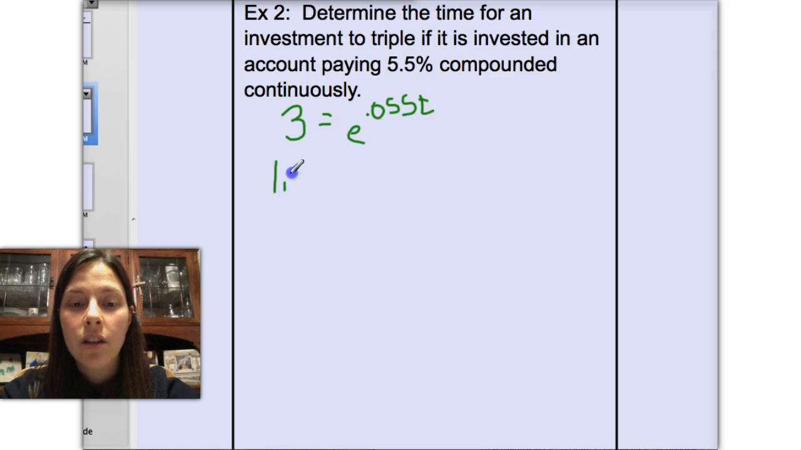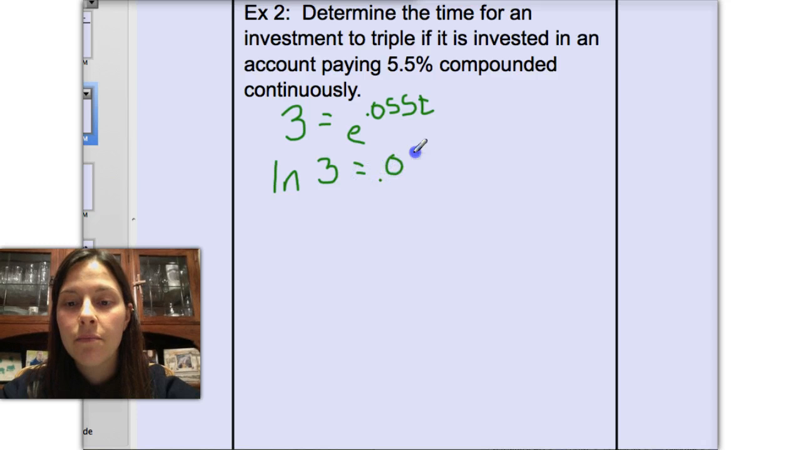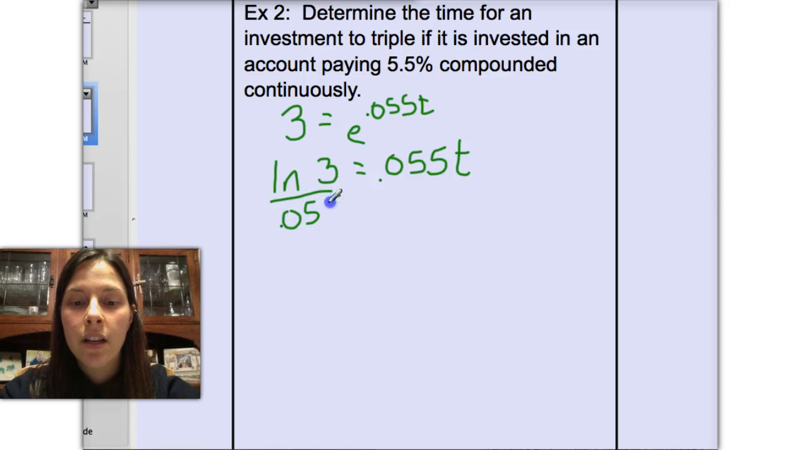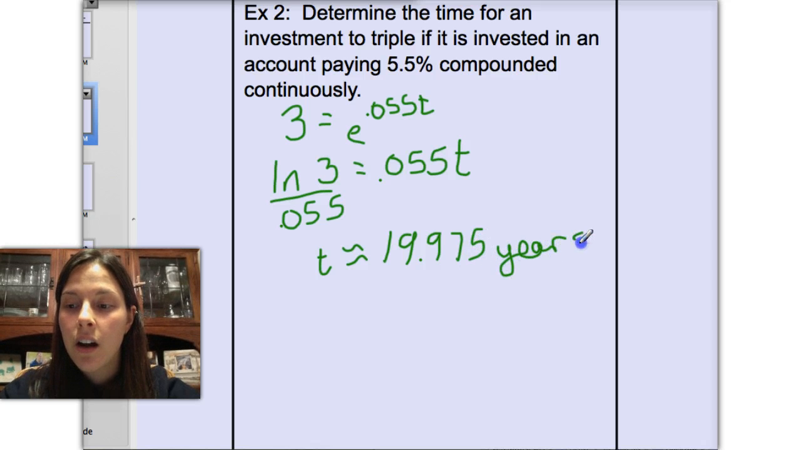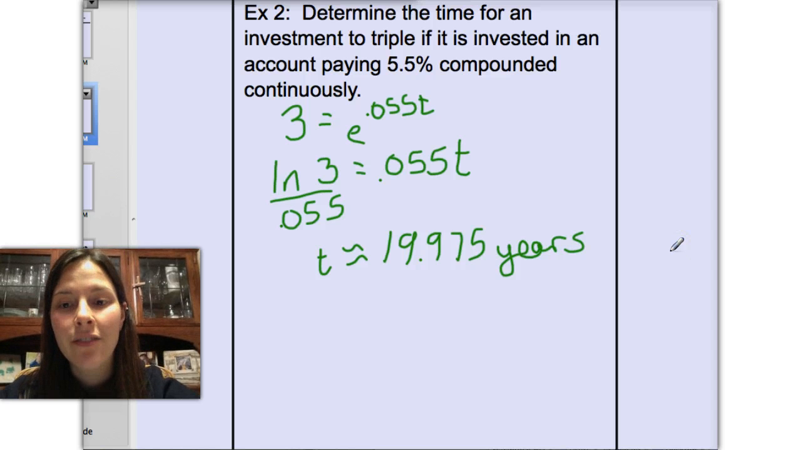Solving, we're going to take the natural log of both sides because that will cancel the base e on the right hand side. And dividing by 0.055, we will get our time is approximately 19.975 years. So again, our account, no matter what our initial investment, will triple at a 5.5% interest rate compounded continuously in just shy of 20 years.